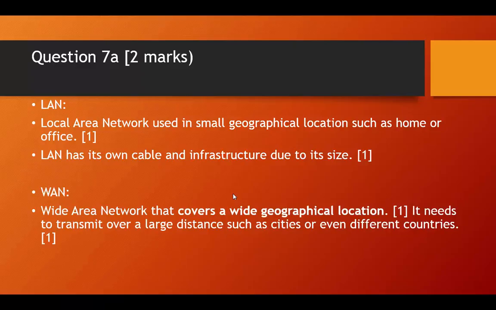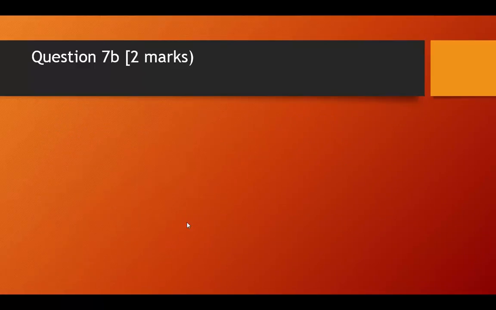WAN is wide area network. That's not enough to say. You've got to look at the text that is in bold. It covers wide geographical location. Yeah, so it's used to transmit data over a larger distance. This could be cities, it could be countries, and so on. So 1 mark for saying it's a small geographical location, 1 mark for saying it's over a large geographical location.